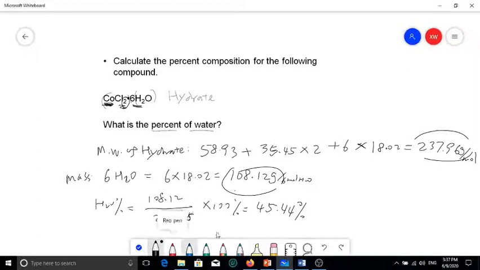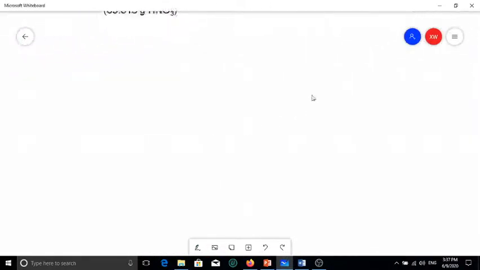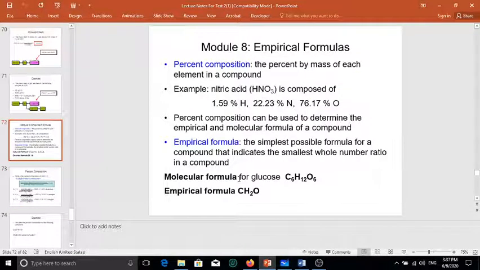The second topic in this video I was going to cover is to explain to you guys what an empirical formula is. The definition of empirical formula is the simplest possible formula for a compound that indicates the smallest whole number ratio in a compound. Okay, an example explains this way better and easier.